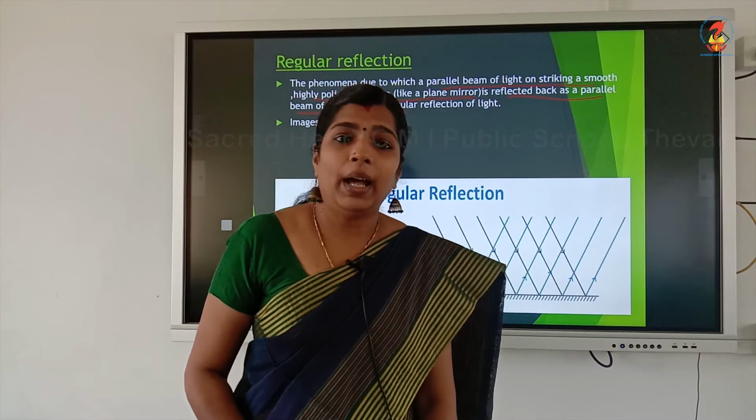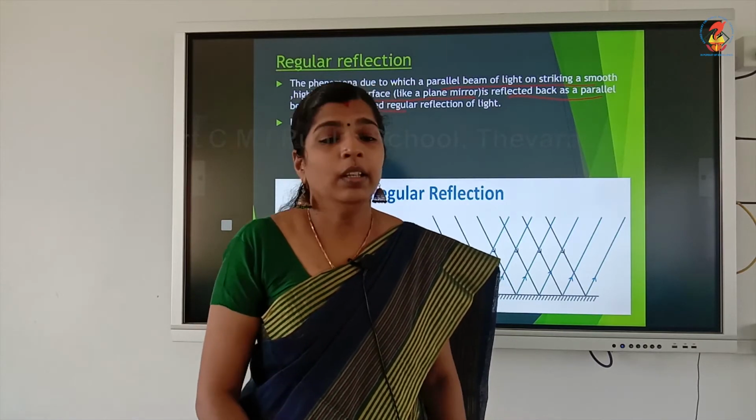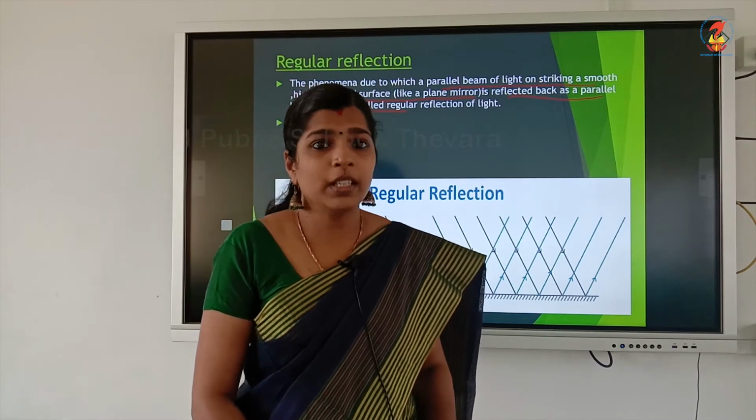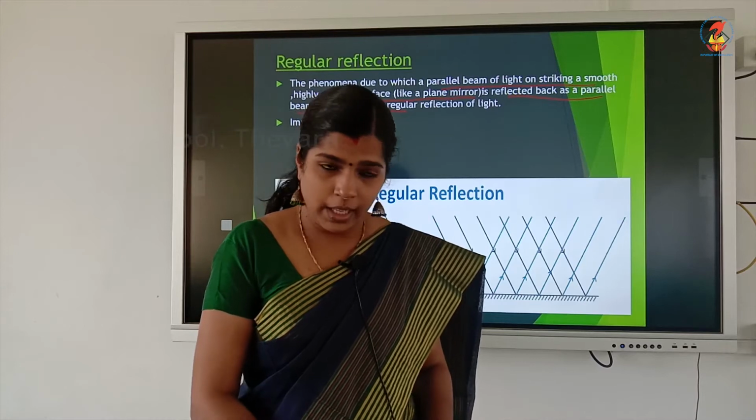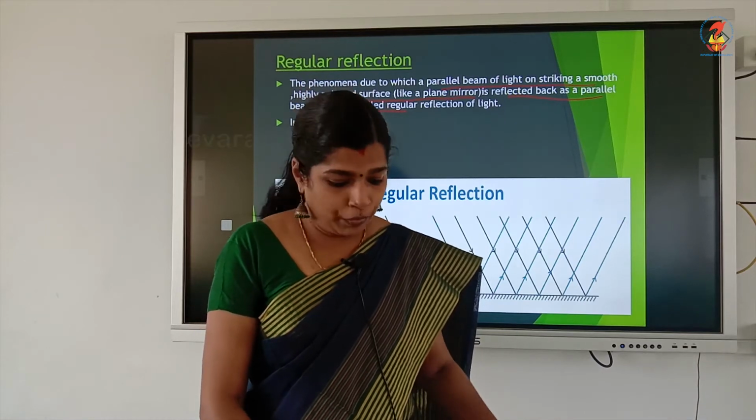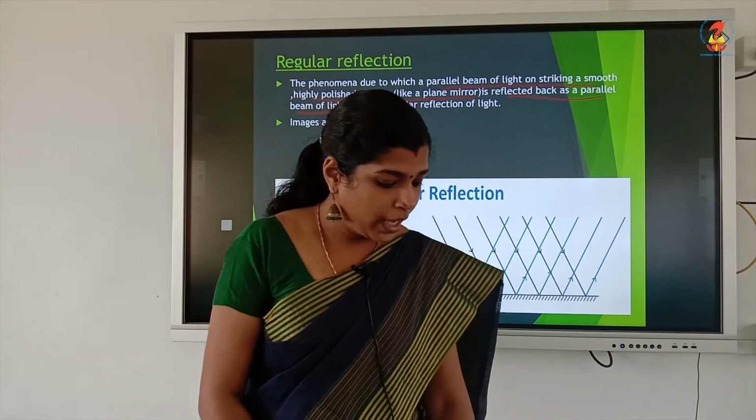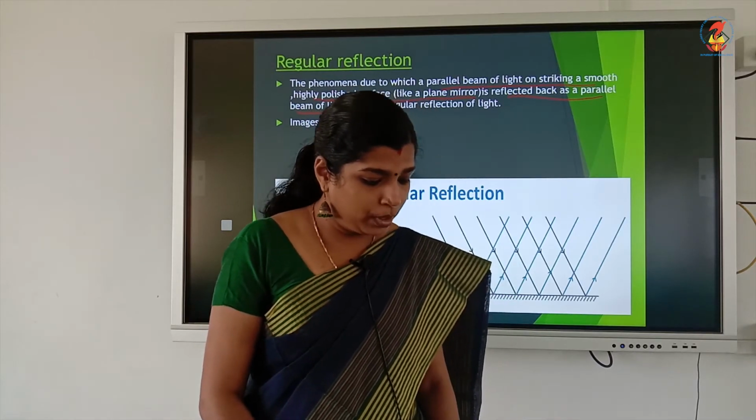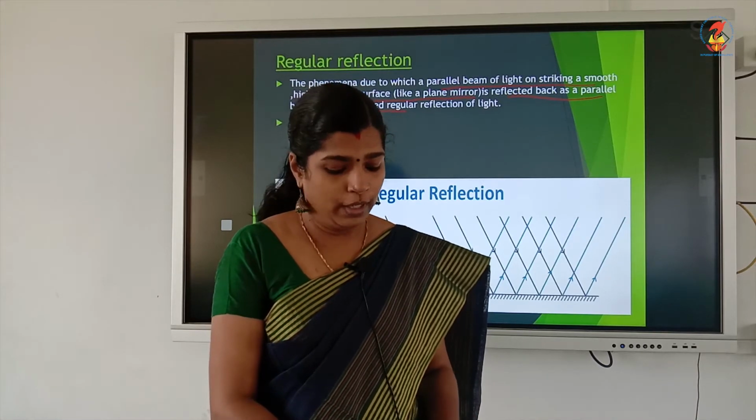So, when a parallel beam of light ray is incident on a mirror, it will be reflected back as a parallel beam of light ray itself. That type of reflection is known as regular reflection, and images are formed due to regular reflection of light.